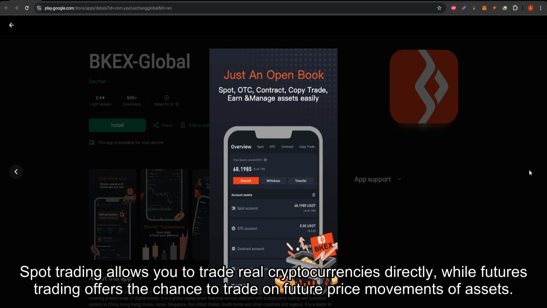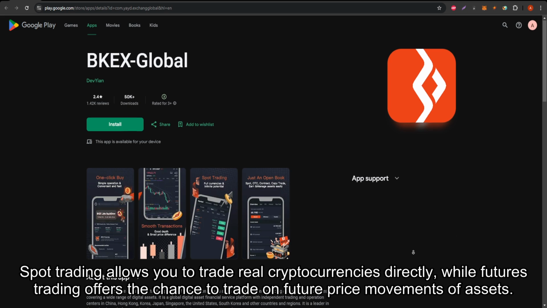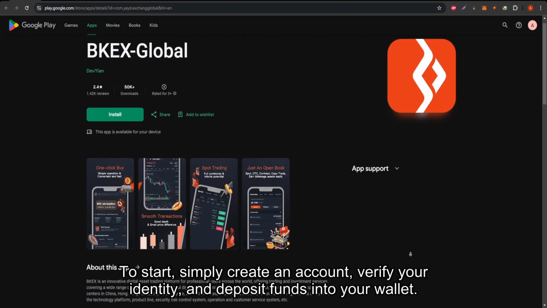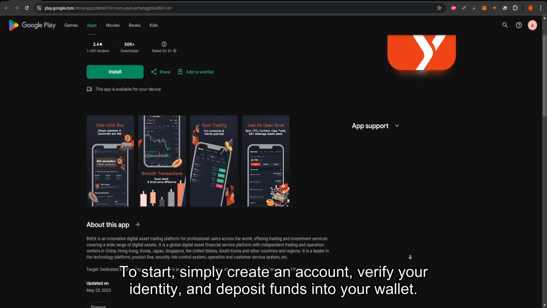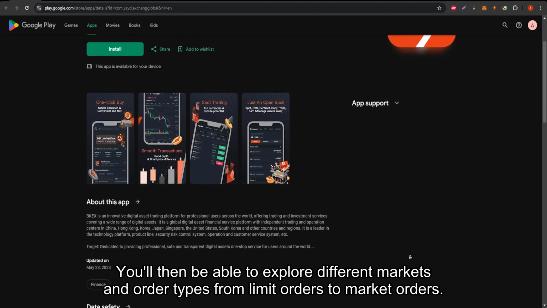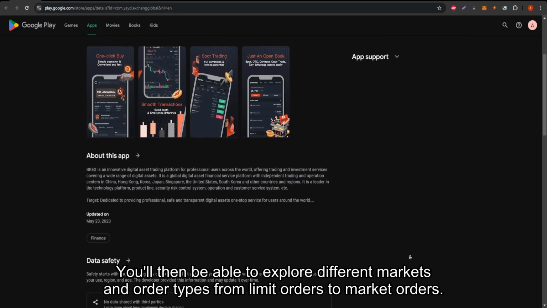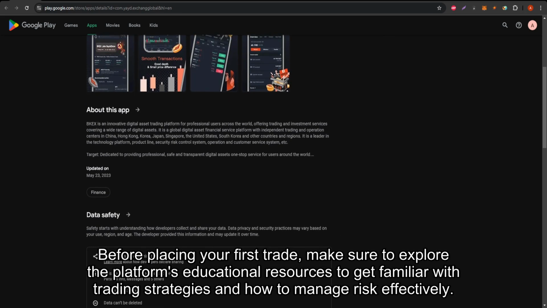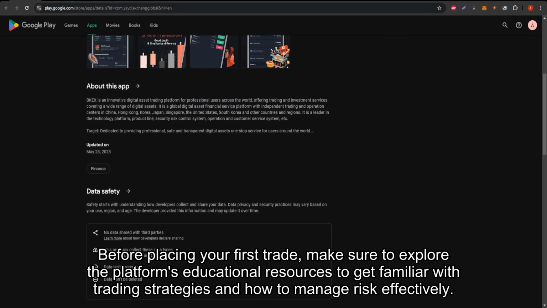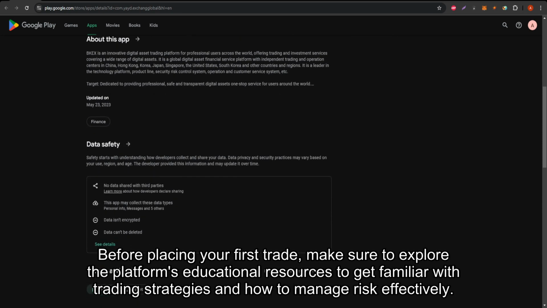trading. Spot trading allows you to trade real cryptocurrencies directly, while futures trading offers the chance to trade on future price movements of assets. To start, simply create an account, verify your identity, and deposit funds into your wallet. You'll then be able to explore different markets and order types, from limit orders to market orders. Before placing your first trade, make sure to explore the platform's educational resources to get familiar with trading strategies and how to manage risk effectively.